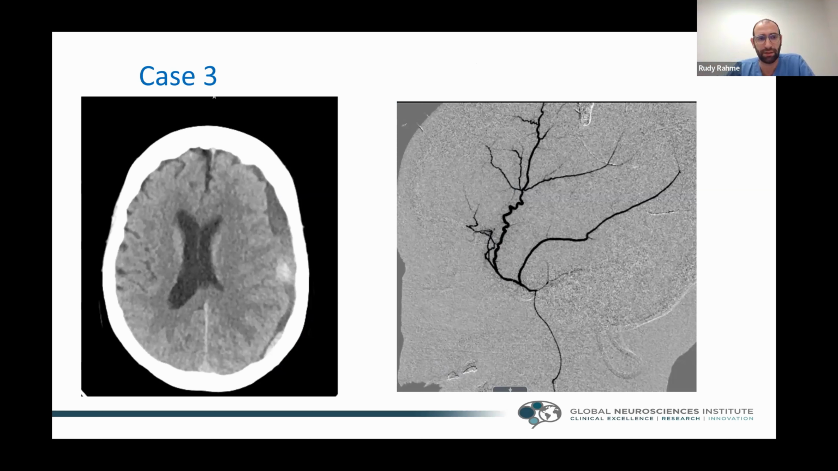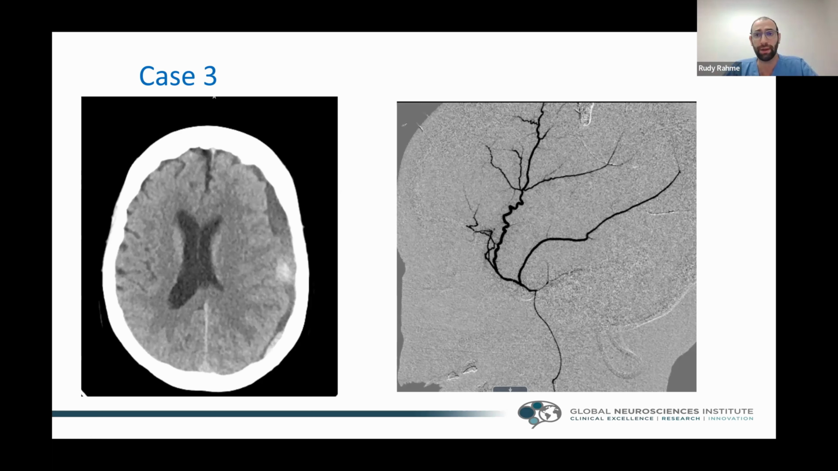You can see on the left side there's a subdural hematoma, some acute, mostly chronic. But you can also see it's almost septated. It's not one compartment. You can see almost like two big areas that are contiguous. So with this patient, we decided to do two things.